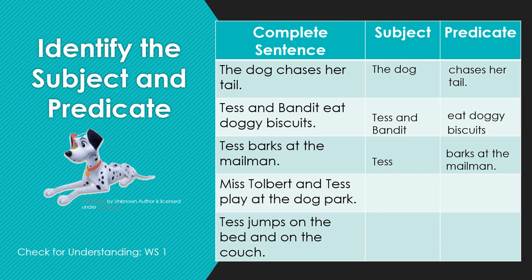Let's try that one more time. The sentence is, Miss Tolbert and Tess play at the dog park. Let's look for the action verb. Play. They play at the dog park. So that means that everything else in the sentence is going to be our subject. And you're right, there are two simple subjects in there, so that's a compound subject. Miss Tolbert and Tess.